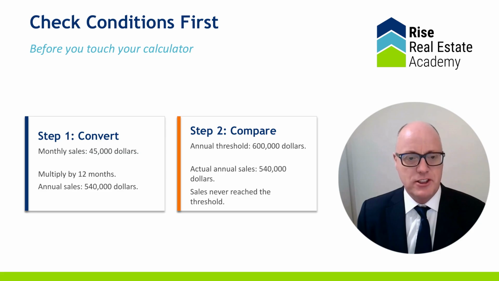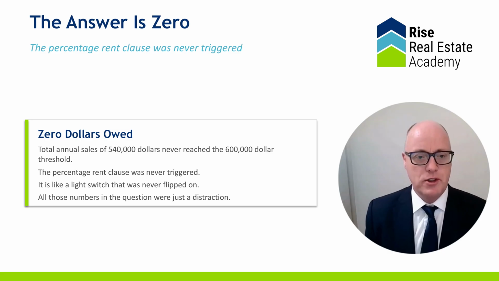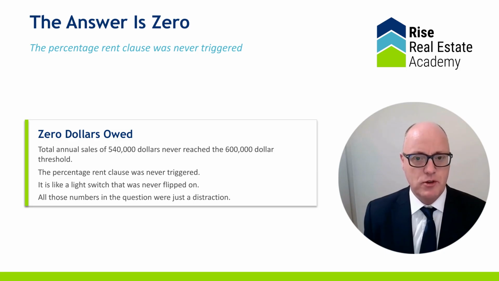Put that next to the $600,000 threshold, and the answer becomes obvious. The tenant's total sales for the year never even reached the target. The percentage rent clause was never triggered. It is like a light switch that was never even flipped on. How much percentage rent is owed? A big fat zero, nothing, not a single penny. All those numbers in the question were just a distraction.